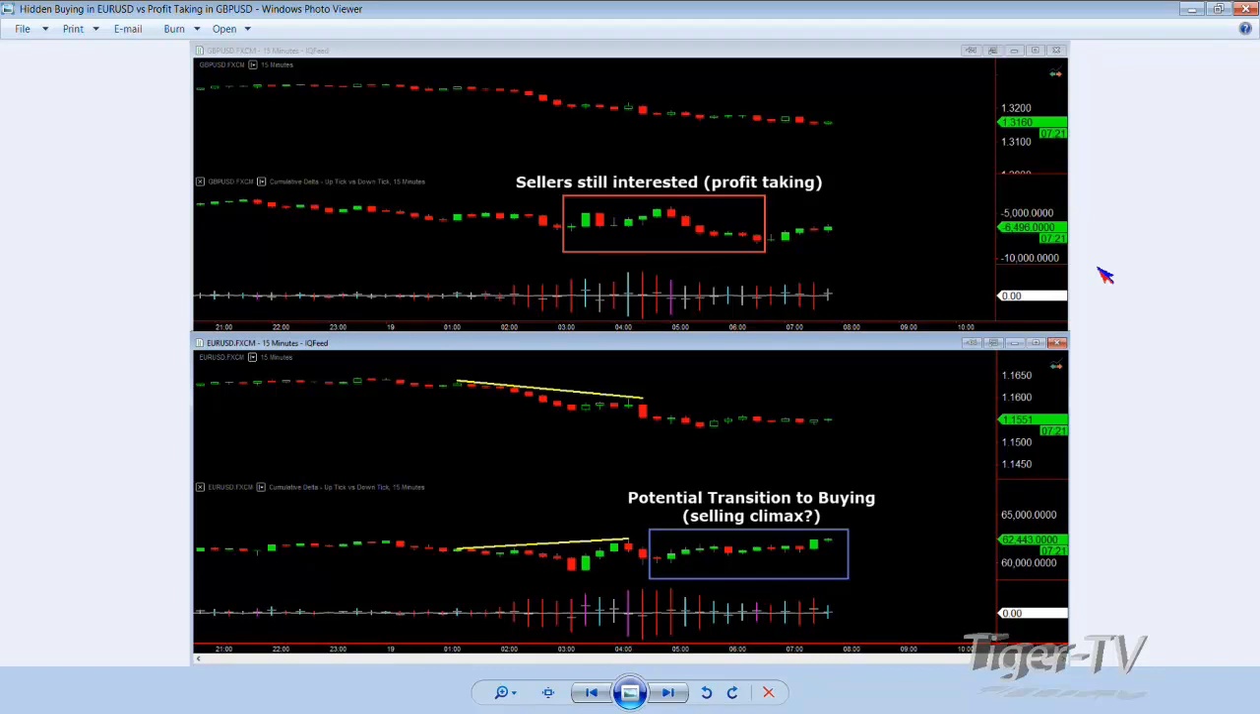To me, this just speaks magnitude about the markets and what goes on behind those price bars. Because if you're looking at the pound dollar, you can see there's still a lot of selling in there, because predominantly you have red bars on the cumulative delta. But look at the euro. The euro is predominantly green bars. And that tells you, we've all heard about the hidden buying behind the price bars. That's what's going on in that chart.